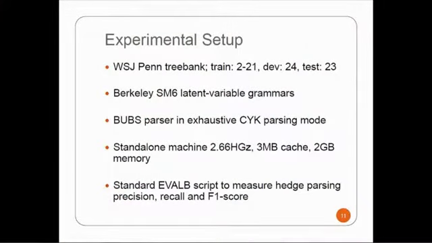This is our experimental setup. We use the Wall Street Journal Penn Treebank, the standard training, development, and test sections. We trained Berkeley latent variable grammars with 6 split and merge. We used the BUBS parser in exhaustive CYK parsing mode. And we use a standalone machine with this specification to run the experiments. And we evaluated our parsing results with precision, recall, and F-score using the standard eval script.